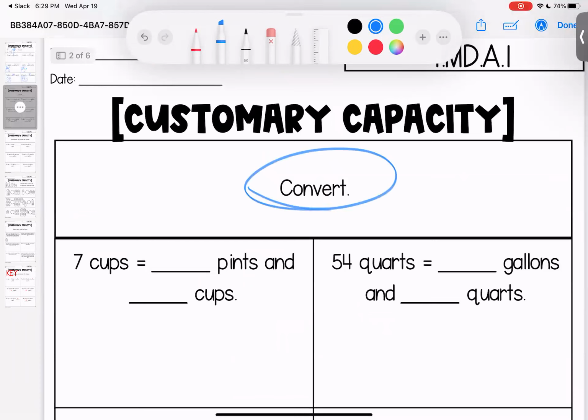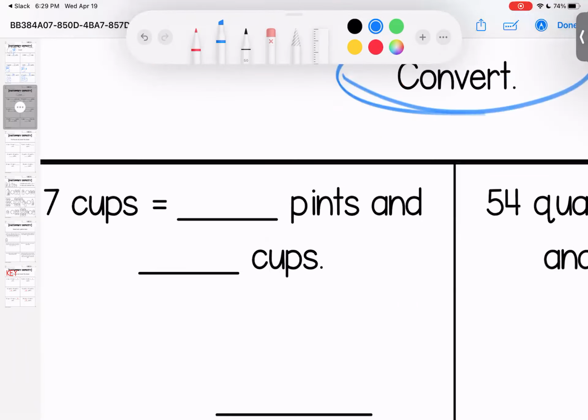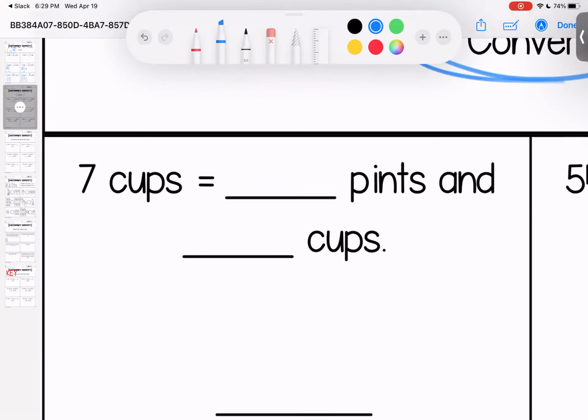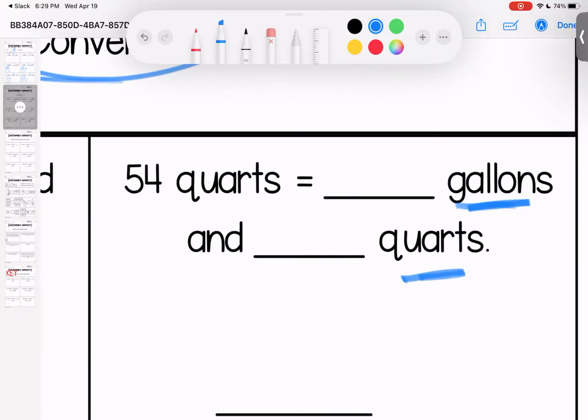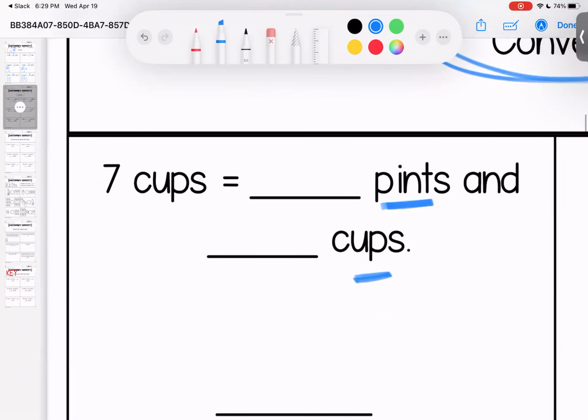All right, we are still on the Conversion Express, but you'll notice pints and cups, gallons and quarts. That tells me that these are not going to go in neatly. I'm going to have some leftovers. So let's talk about leftovers. If we're talking about pints and cups, remember prince and princess, cups and cups.